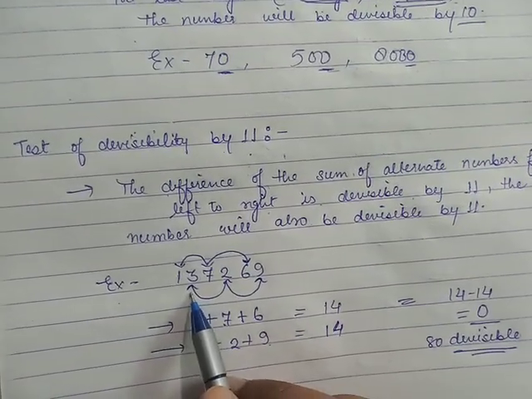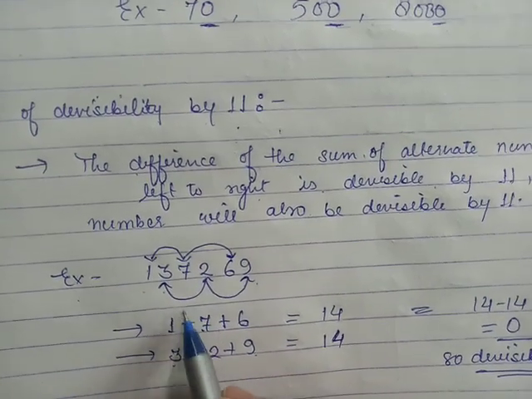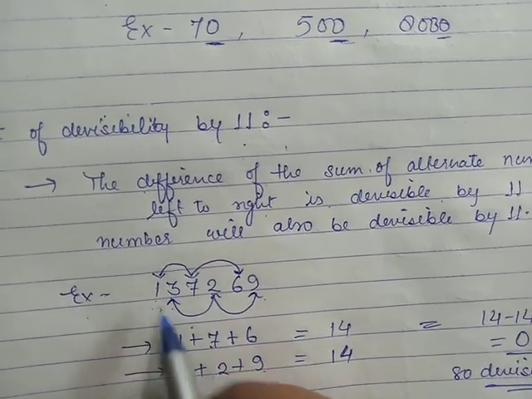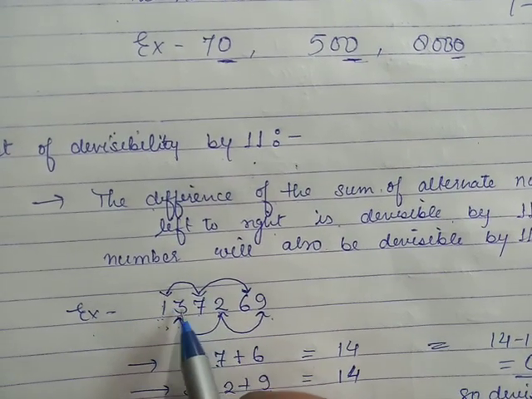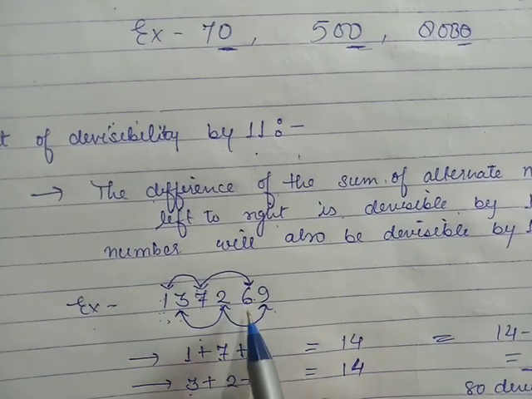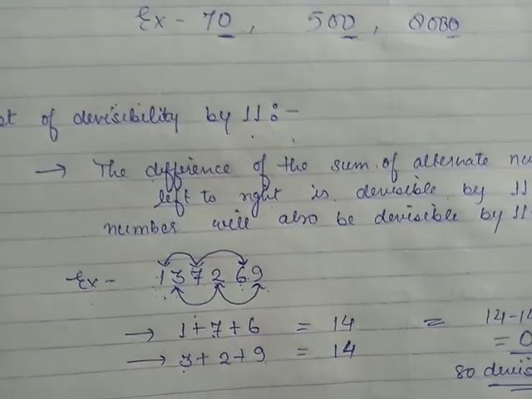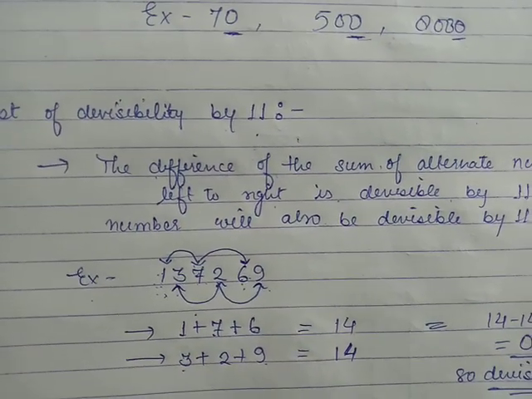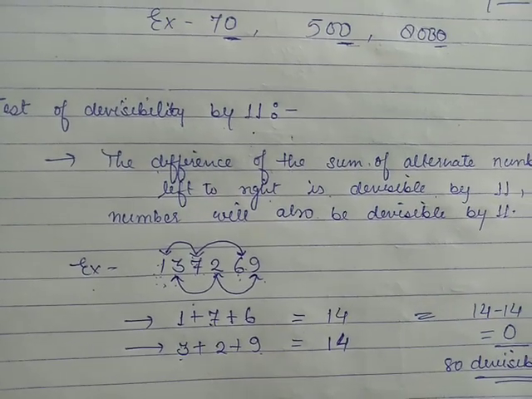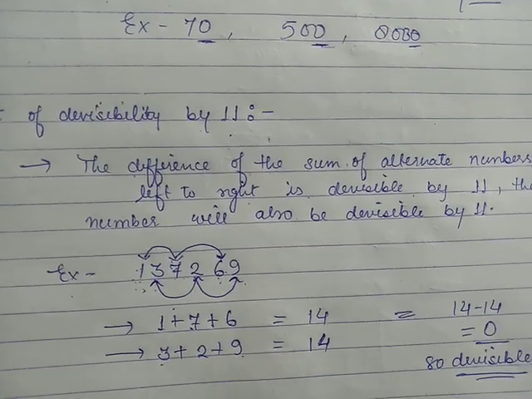You can see that here the example is 1,37,269. What we will do is first identify the alternate digits. Alternate digits means taking one digit, skipping one, and taking the next. So you can see 1, then skipping 3, the next is 7, and after 7 skipping one, the third is the last digit, 6. So 1, 7 and 6 are alternate digits, whereas 3, 2 and 9 are the other alternate digits. Basically, we add these alternate digits and subtract the sums from each other. If the answer is 0 or divisible by 11, then the number will be divisible by 11.